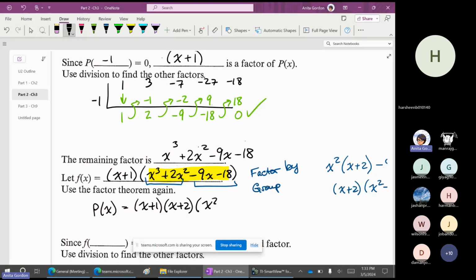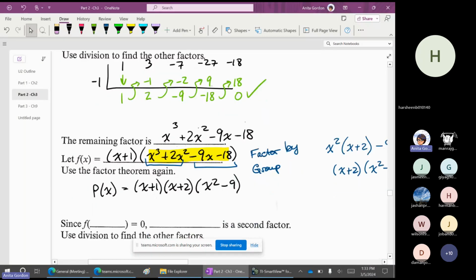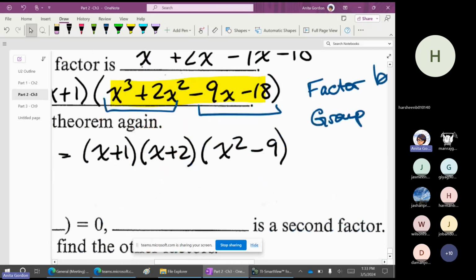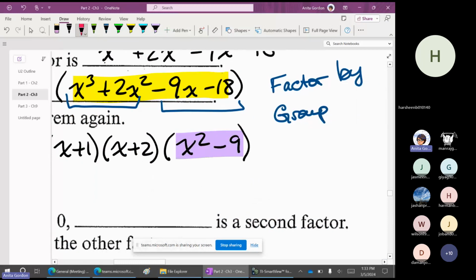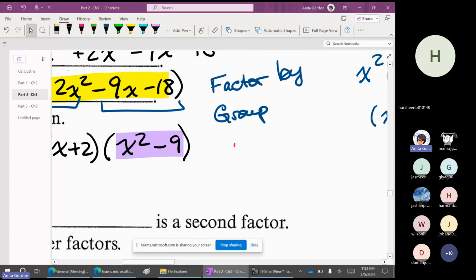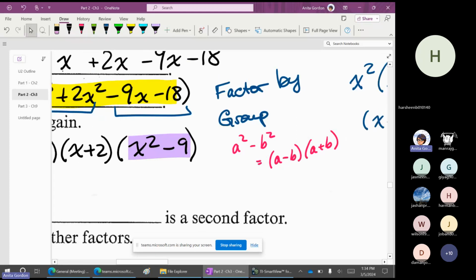I still have a square. Anyone notice anything special about the last bracket? Difference of squares, yes. When we have two perfect squares with a minus sign between them, we can automatically factor them into two pieces that look like that. What's my b value here? 3.